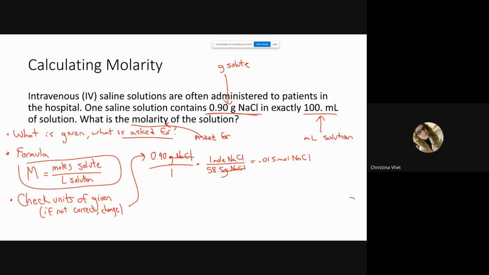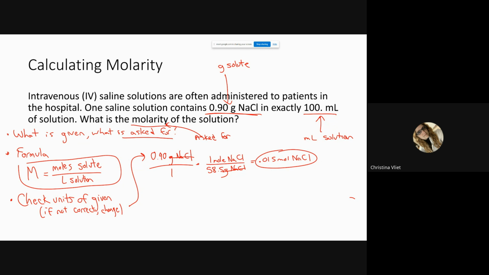Is that molarity? What else do I have to get? That's my moles of solute. Got that. What's the other part that I need for this calculation? I need my moles of solute and I need my liters of solution. What do we do for that?